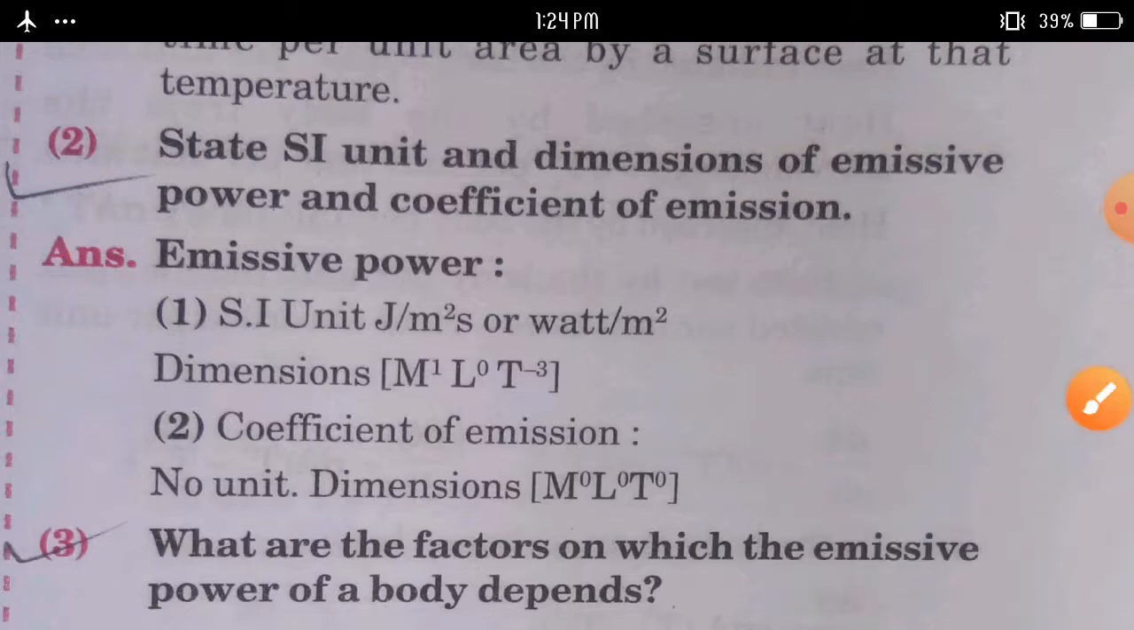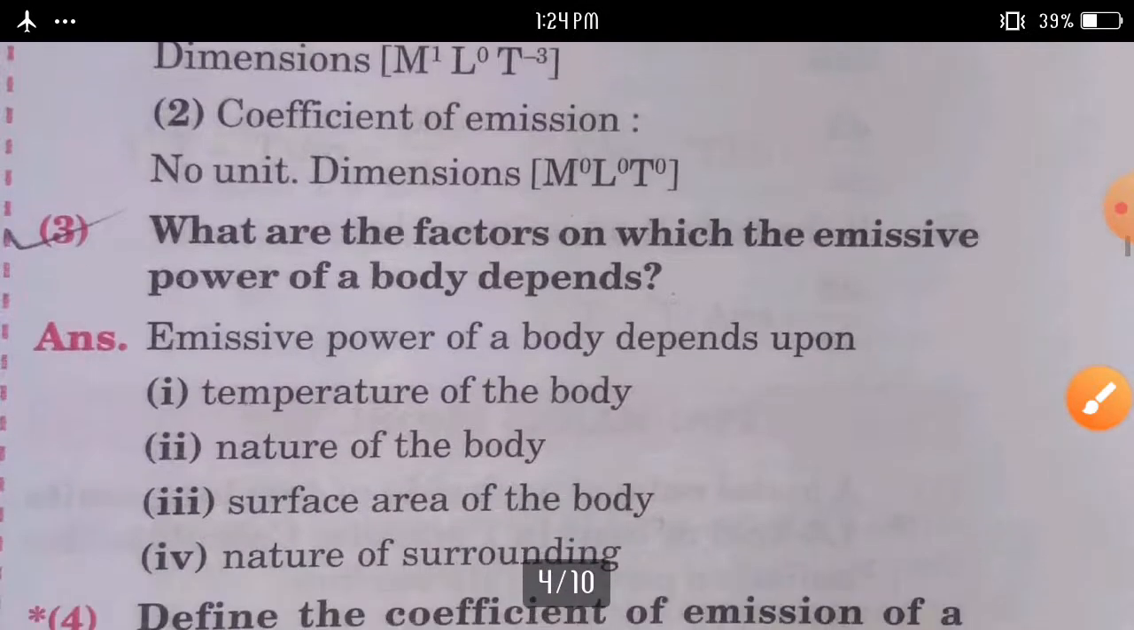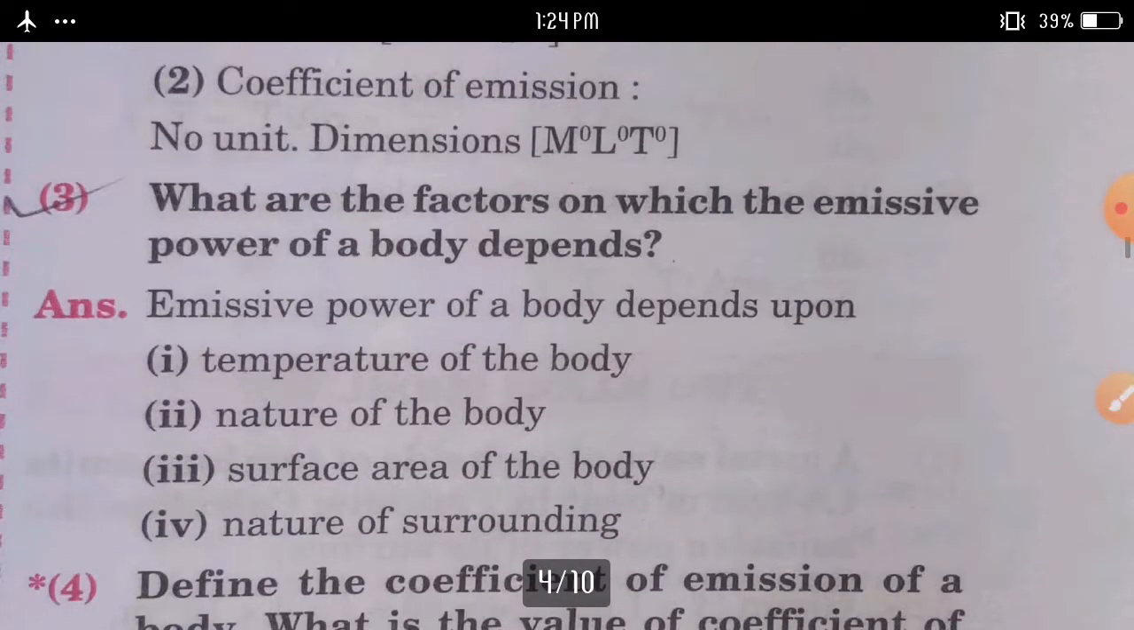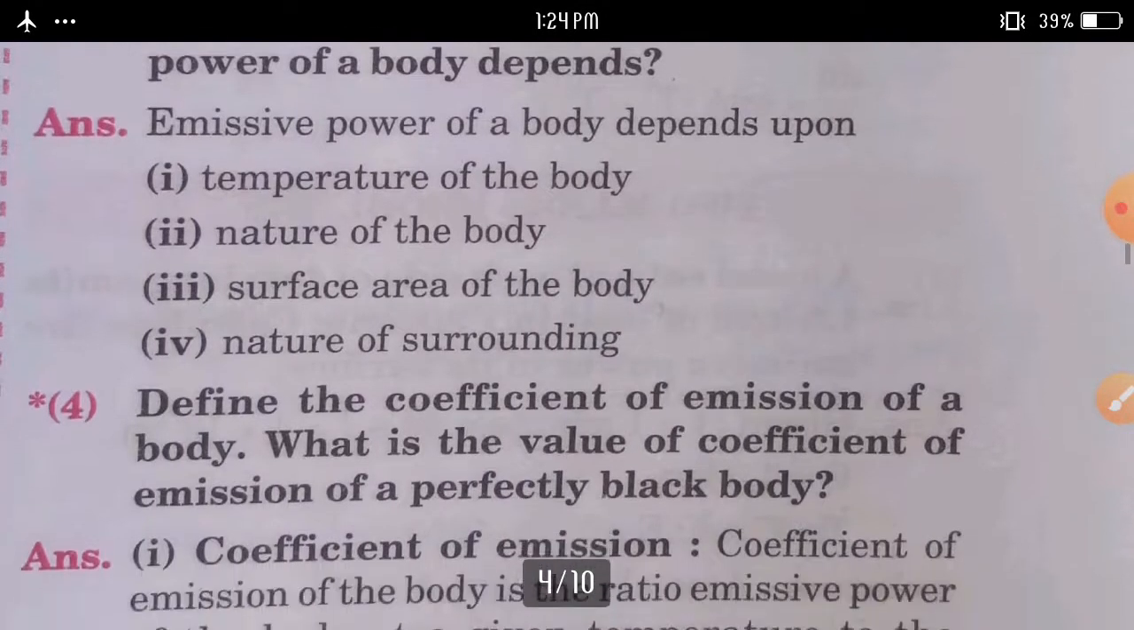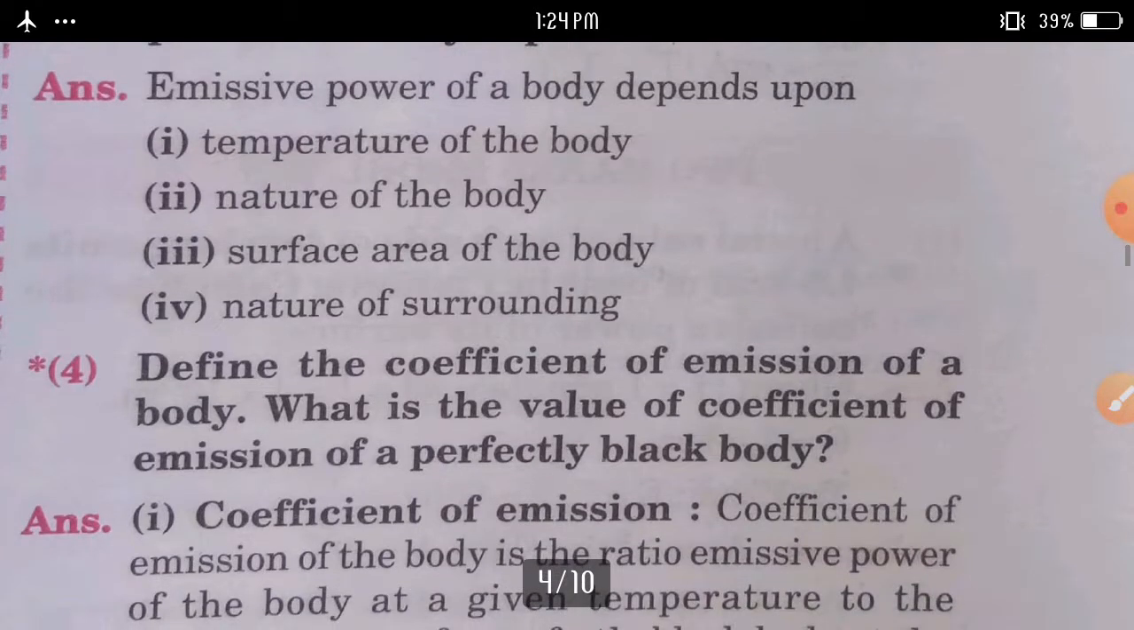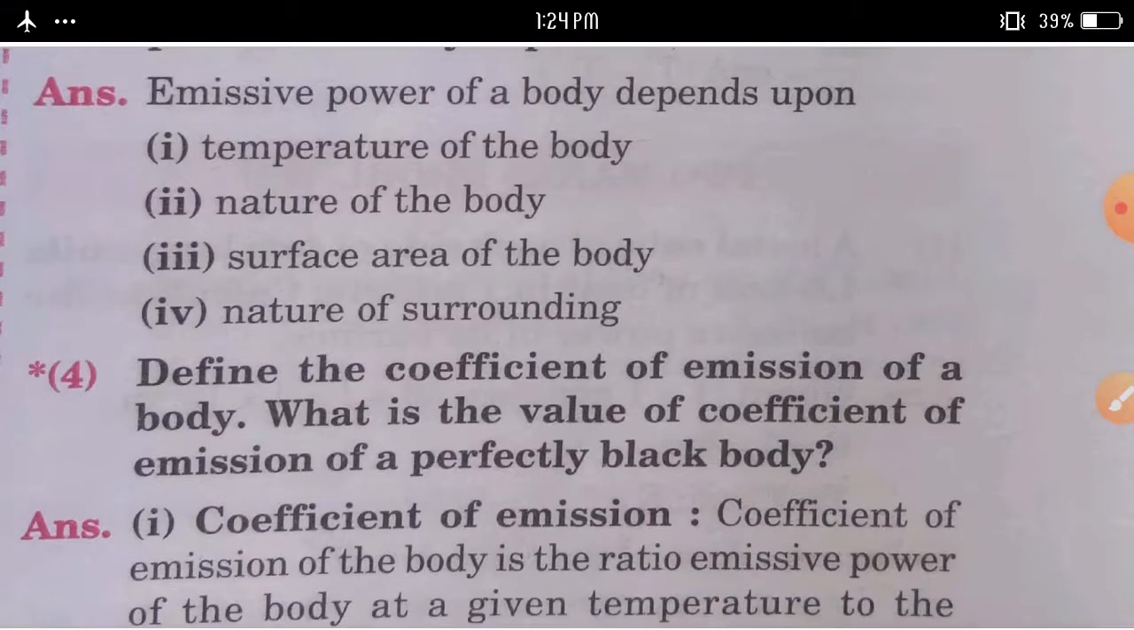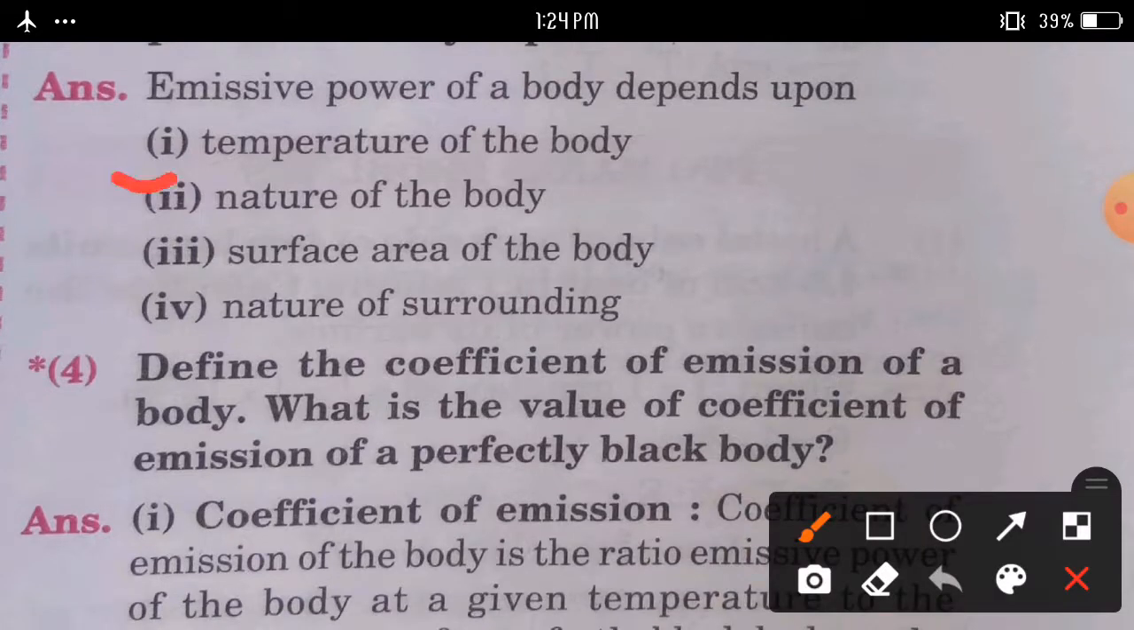Then another one: emissive power of a body depends upon the following factors. First factor is temperature, another factor is the nature of the body, third one is the surface area of the body, and last one is the nature of the surroundings.